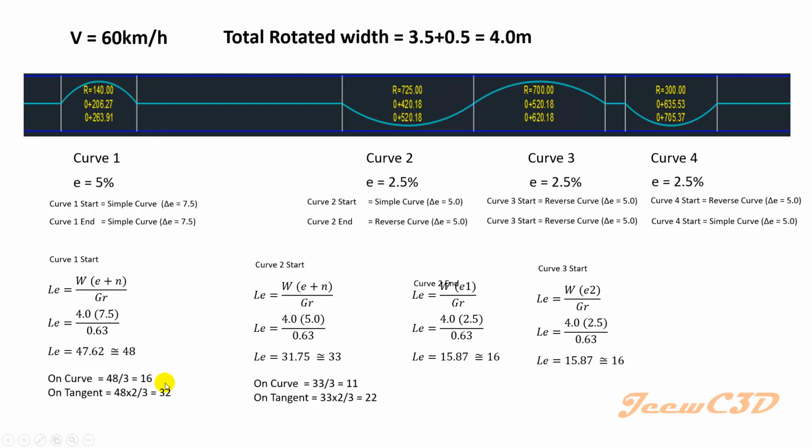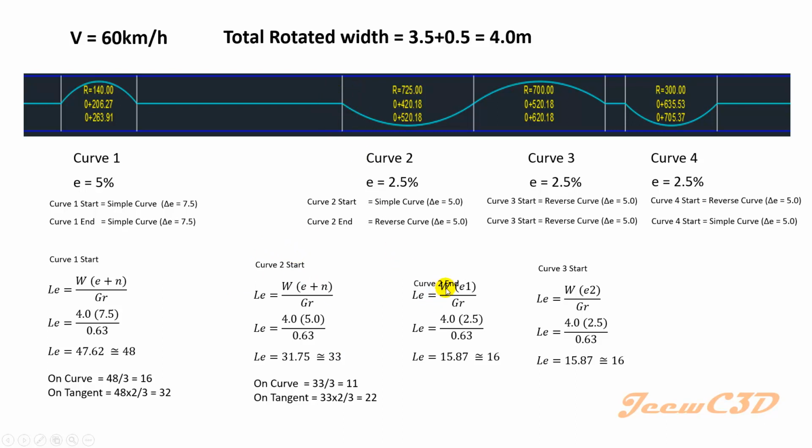If you go to the start of curve 2, this curve 2 has a long straight section and a curve. So this is acting as a simple curve, so you can do the same calculation as before. For this part, E plus N equals 5, because this is minus 2.5 and this is plus 2.5 super elevation. Minus 2.5 to plus 2.5, the change is 5. So that is how we get this. That length you select as 33, to be divisible by 3. So the start of curve 2 acts as a simple curve.